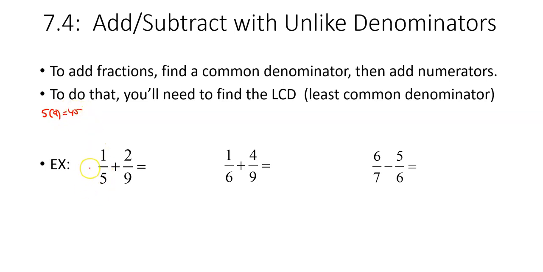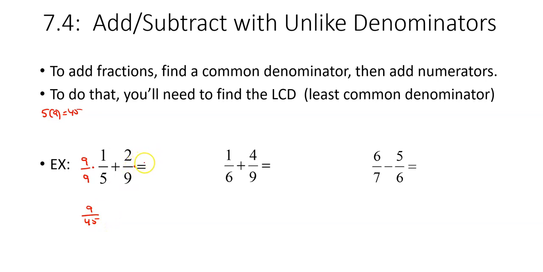45. To get a 5 to become a 45, I got to multiply by 9. But if I multiply the bottom by 9, I got to multiply the top by 9. 9 over 9 is 1, so you can multiply top and bottom by the same thing without impacting the value of the fraction. So I end up with a 9 over 45.